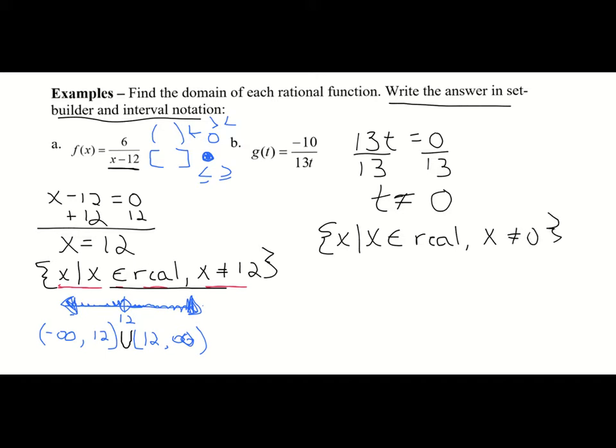And then also your interval notation will be similar, except now we have that 0 that's not included. So we'll start at negative infinity, go all the way up to 0, but don't include it. Put our U for union, and then start right after 0, but don't include it, all the way to positive infinity. And that will be our set builder notation here and our interval notation for that expression.